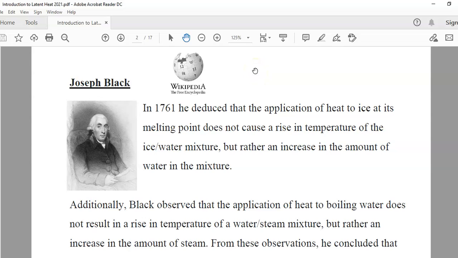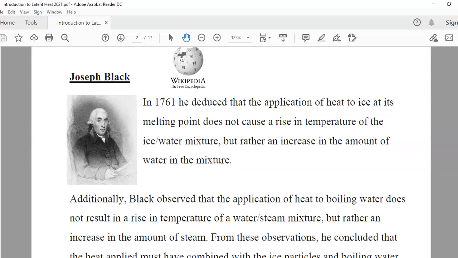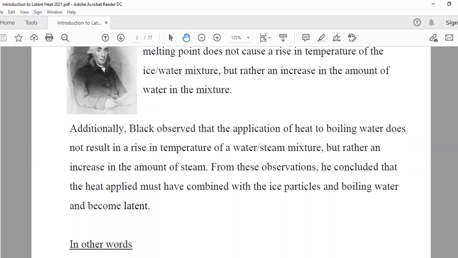Now in 1761, Black noticed something very unusual about ice melting. He noticed that if you had ice melting at its melting point and you added more heat to it, this did not cause a rise in temperature of the ice or the water mixture. It just simply melted more ice. And he noticed something very similar with water boiling. If you add energy to water which is boiling, it doesn't increase the temperature of the water or the steam, it just increases the amount of steam. In other words, it just creates more steam.